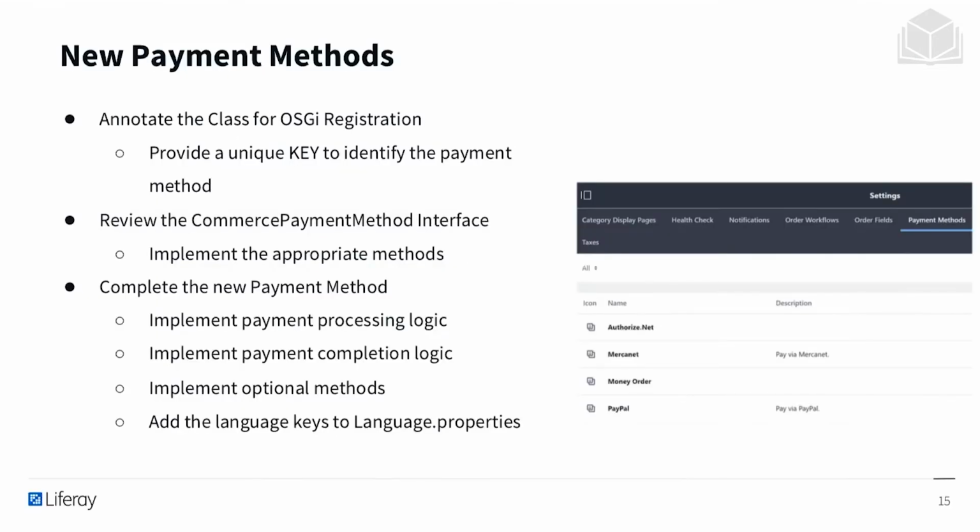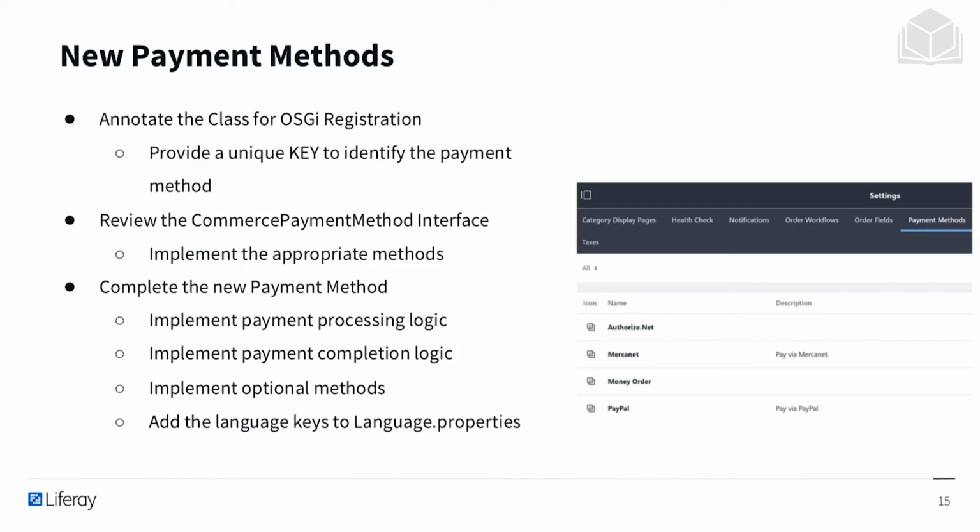In Liferay Commerce, we can also add a custom payment method. So this follows the same formula, I guess, that we've seen before with other extension methods. So we need to annotate the class for OSGI registration, which provides a unique key to identify the payment method. We need to review the commerce payment method interface and implement the appropriate methods. And to complete the payment method, we must implement the payment processing logic, the completion logic of the payment, implement any optional methods you might need to do that, and then you need to add the language keys to language.properties.